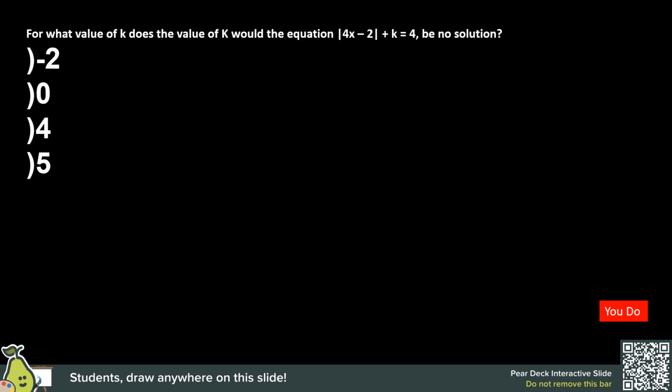So I want you to analyze this one here. Don't let that negative 2 fool you. Test it out. What happens when you put a negative 2 and you try to isolate the absolute value? Okay, and we're looking for which one of these answer choices, or which answer value for K, would make this no solution. Okay.